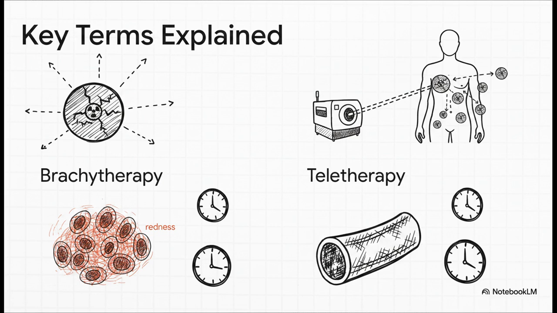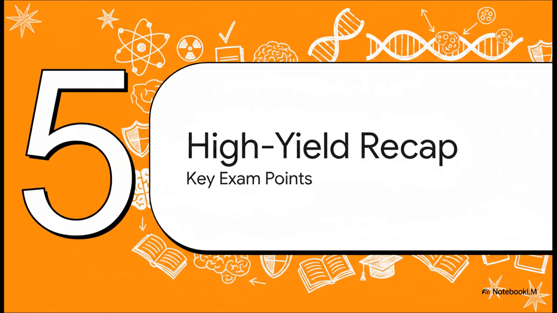Second, brachytherapy versus teletherapy. Brachy means close therapy. The source is inside the body. Tele means distant therapy. That's your standard external beam radiation. And finally, early versus late side effects. Early effects, like diarrhea, happen in tissues that divide quickly. Late effects, like fibrosis, show up months or even years later and are caused by damage to slower dividing tissues and their blood supply.